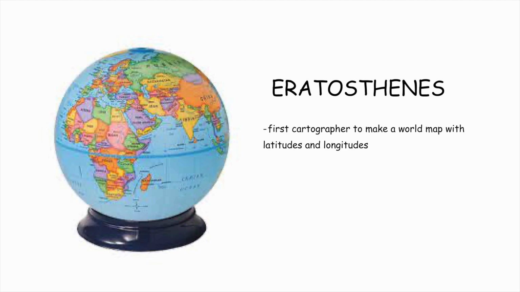Eratosthenes was an astronomer, a geographer, and he belonged to Greece in the 2nd century BCE. He was the first map maker or cartographer to create a world map using parallels and meridians. And he was the first one to divide the globe into 360 degrees, each degree into 60 minutes and each minute into 60 seconds. And we follow his system even today. He was also one of the first people to calculate the circumference of the Earth.